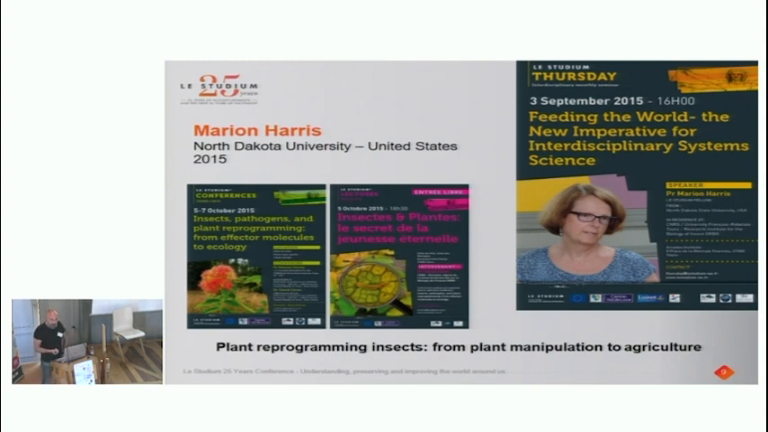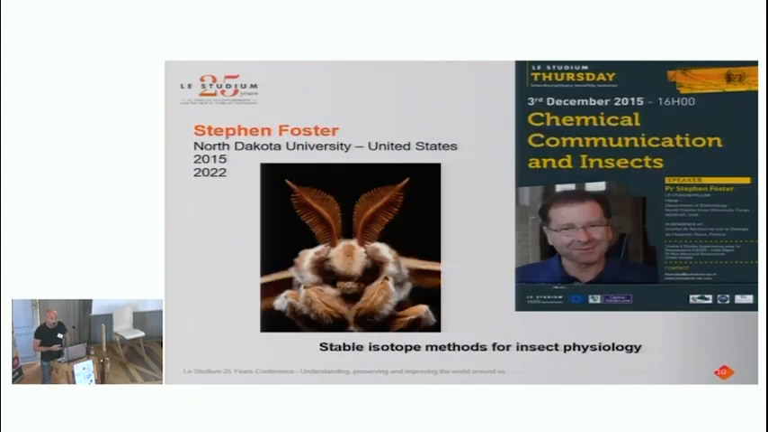Fighting against insects as enemies for agriculture also requires a better understanding of their physiology. How can they locate their food, for example? How can they find a mate? And sometimes when plants are attacked, they produce volatiles, and these volatiles will attract natural enemies that will kill the insects. So Stephen Foster was very interested in these kinds of questions, and in how insects use chemical communication to find their food and their mates. And Stephen will come back this September to work on stabilized methods for insect physiology.